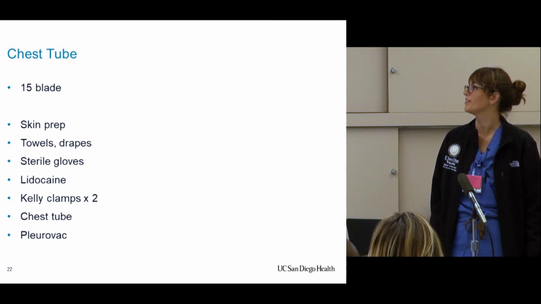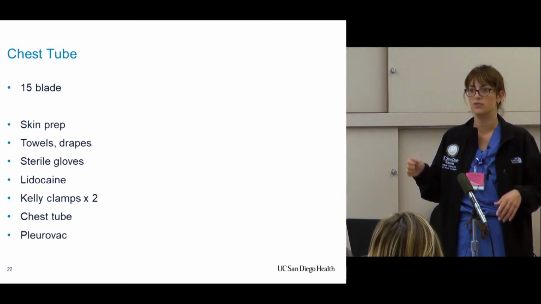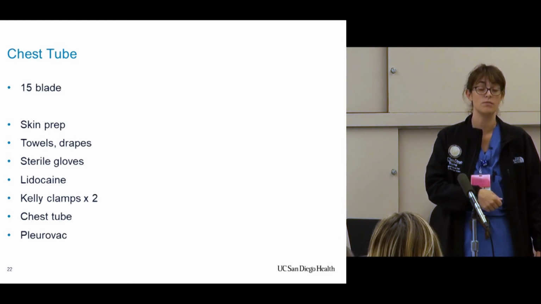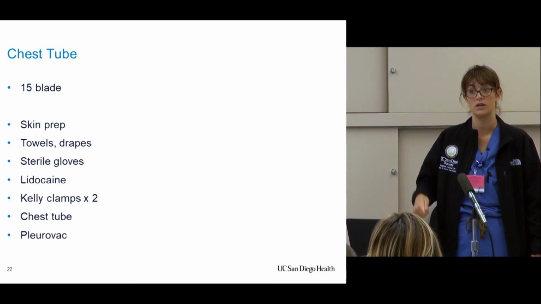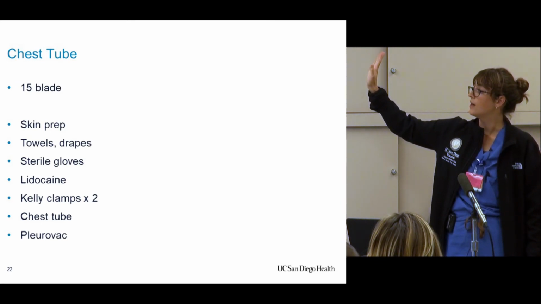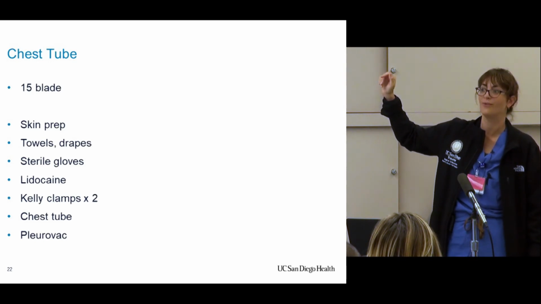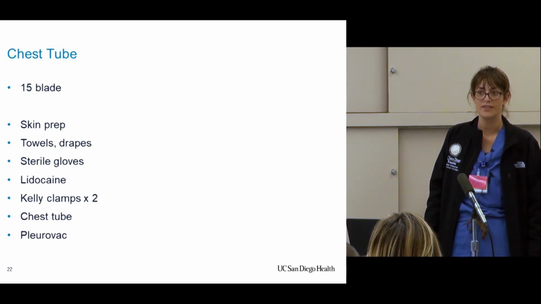Okay. Other things that are nice to have once you get things settled down: hopefully they're already wearing their gloves, but skin prep, drapes, all this business. If you have somebody who's really interested, just like we do with a left thoracotomy, you throw some betadine on and you cut them open. It's just the way it is. It's okay, and you're saving lives. It's fine. Additional things that are useful: Kelly clamps, lidocaine if they're awake, chest tube, and the Pleurovac.